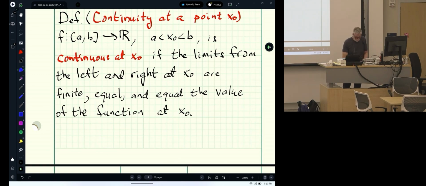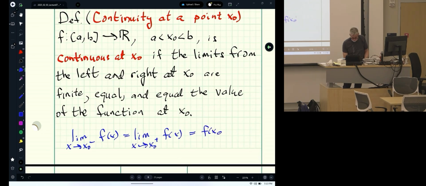So let me see what you like better, the words or the formulas. The limit as x goes to X0 from the left of f of x equals the limit as x goes to X0 from the right of f of x equals f of X0.